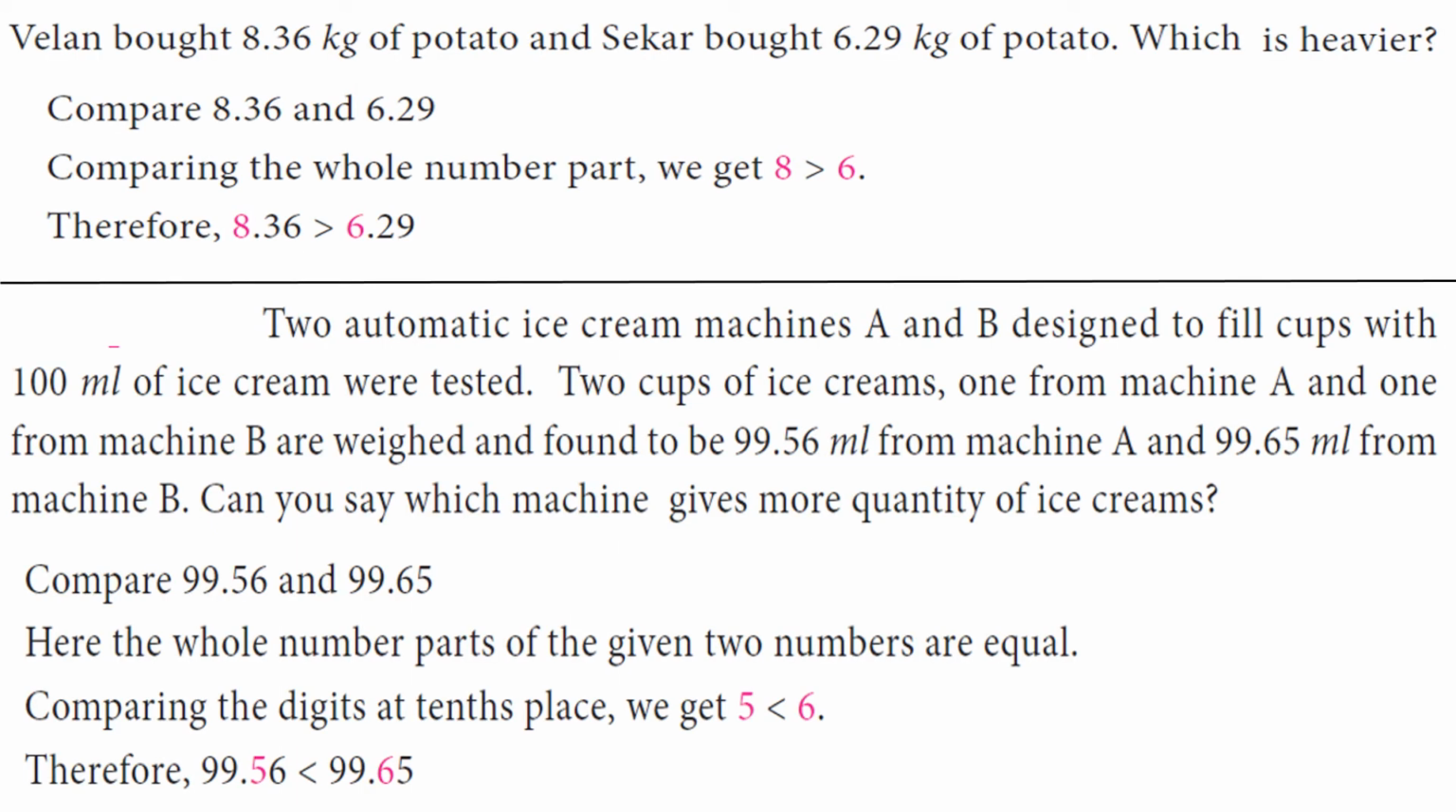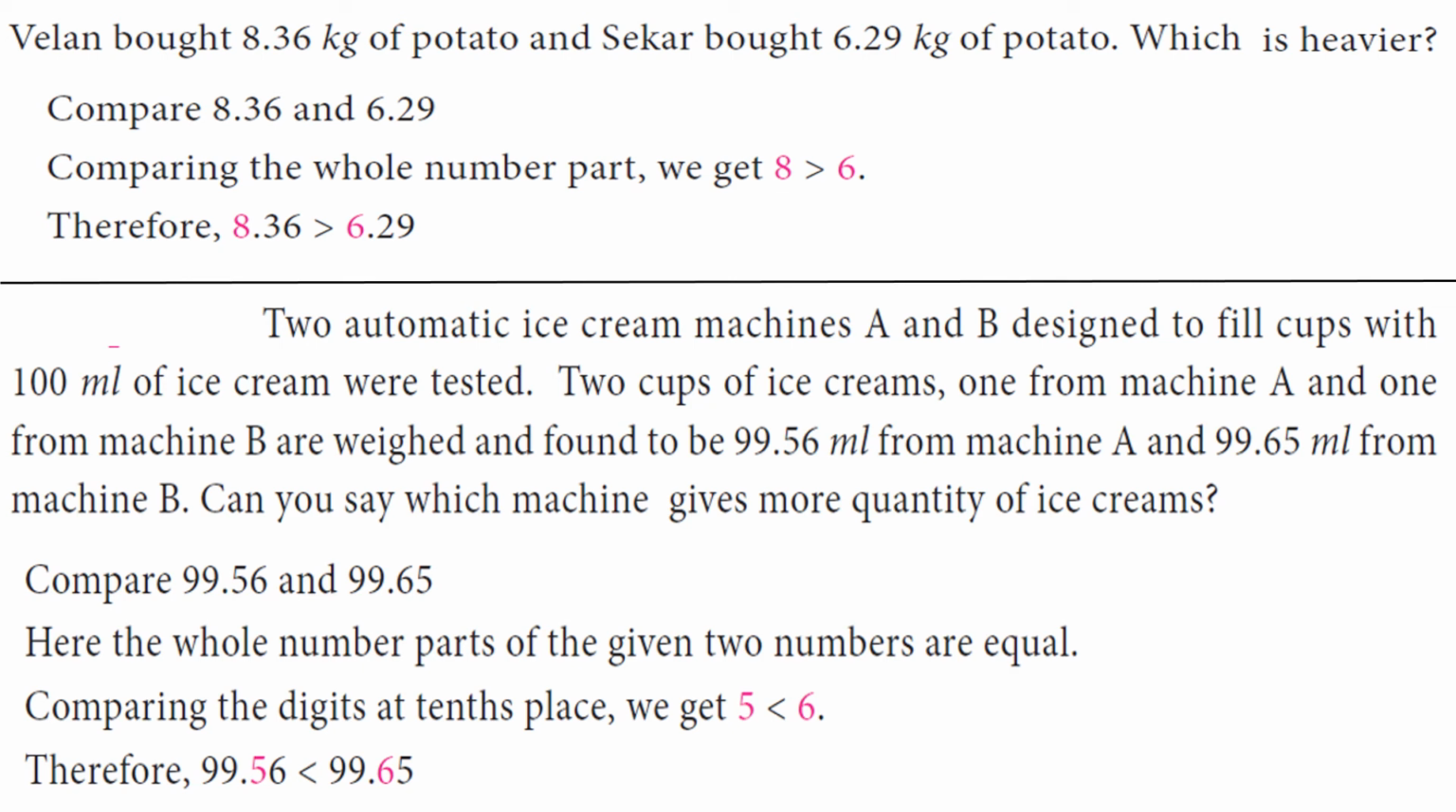We bought 8.36 kg of potato and Shaker bought 6.29 kg of potato. Which is heavier? So here the given data is 8.36 and 6.29. So compare the numbers 8.36 and 6.29. First you compare the whole number part, 8 is greater than 6. Therefore 8.36 is greater than 6.29. Therefore 8.36 is heavier. Next question.